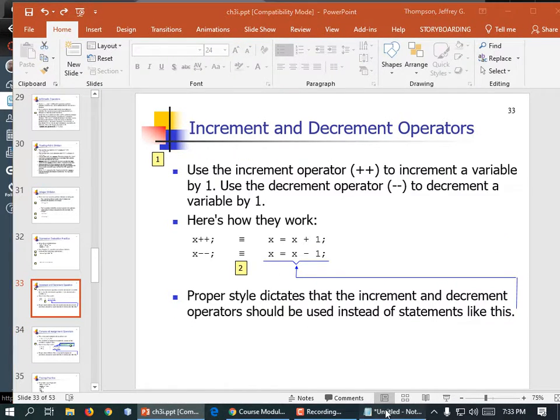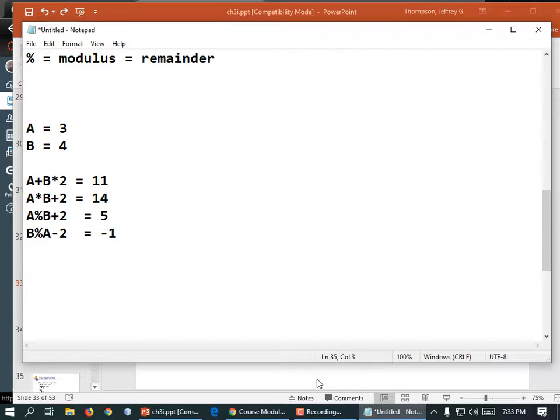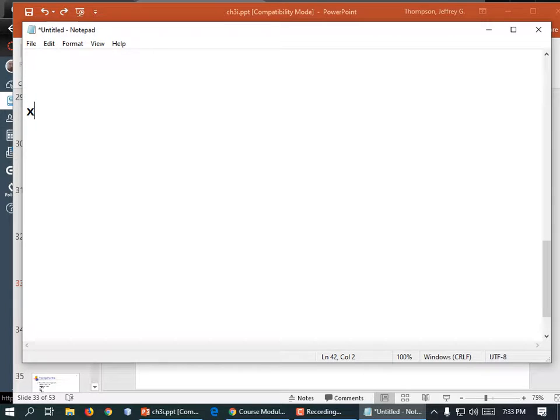However, there are some subtleties that that slide does not mention. I assume they get to it. If you have x++, that's the same as x = x + 1. So is ++x. That's also the same as x = x + 1.